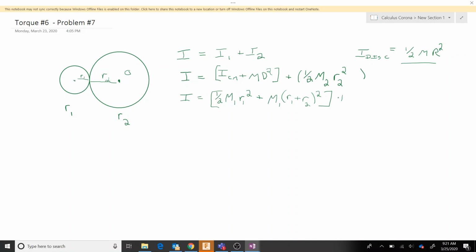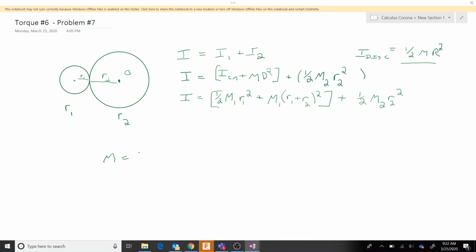And then, of course, I still have this other term over here. Now, I'm hoping that solves most of the problems I've been asked about on this one. But the other thing that might be causing you some problems is how to figure out the mass of these disks. They don't give you the mass. Instead, they give you the density.